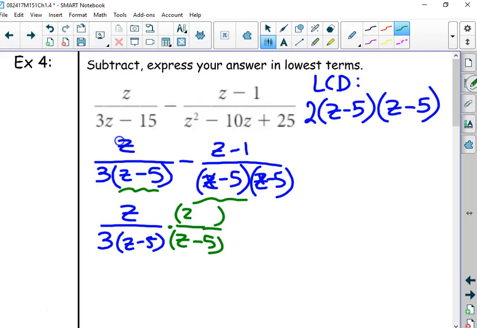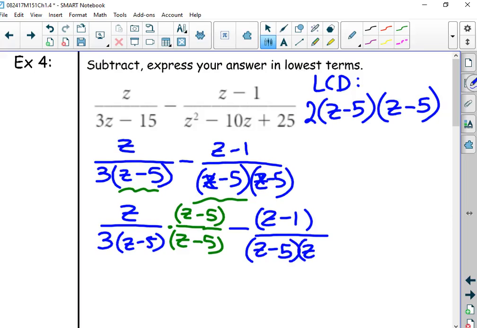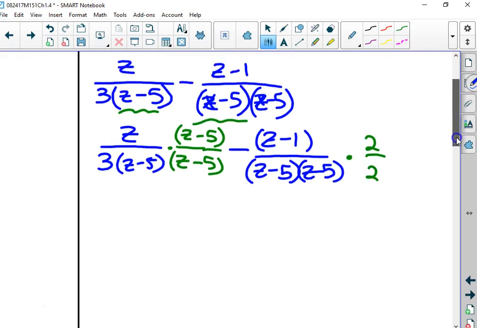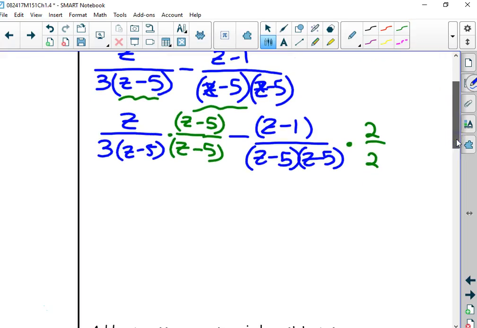Now I've got to multiply the numerator by z minus 5 because I'm multiplying by a version of 1, which is the only thing I can get away with here. Now I'm going to put that in parentheses. We'll see why in a second. Okay, that negative is a little hard to see. The only thing that's missing here is the 2. Okay. Now I do my multiplications in the numerator. And what I do, now that I have a common denominator, I write just the denominator just once.